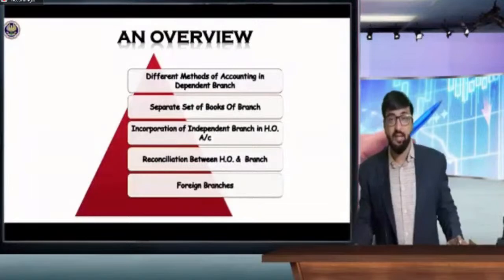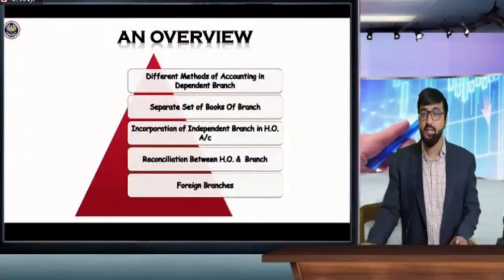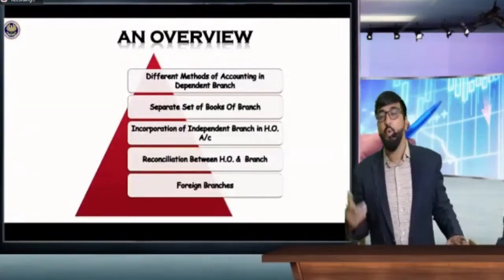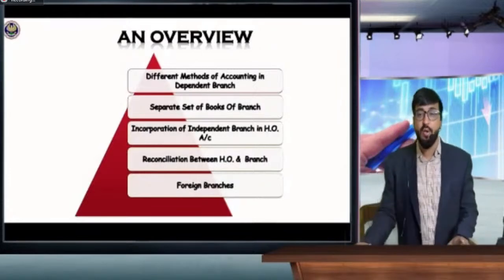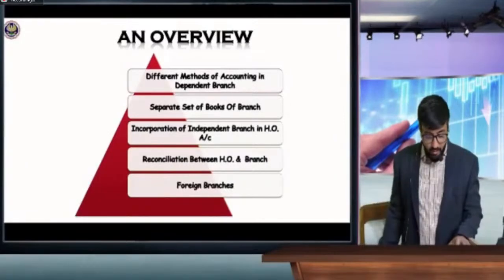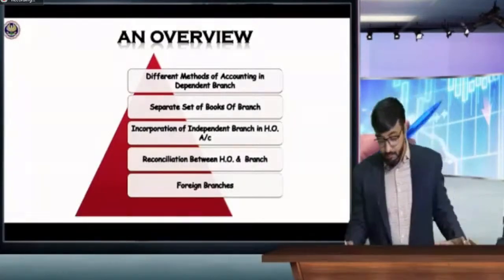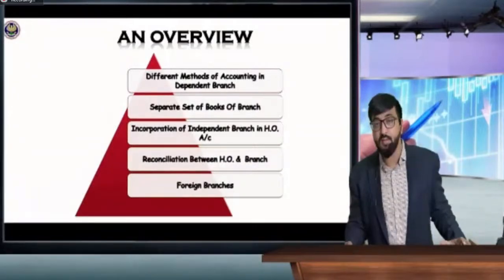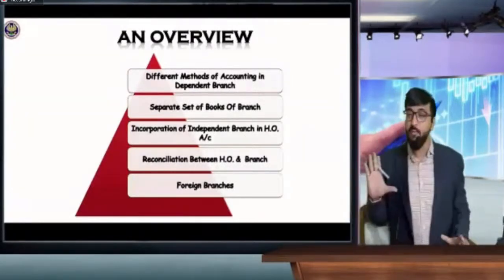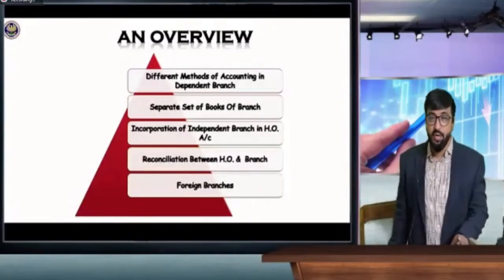Yes, the index is of 15 pages, and after that you have to write what we are going to cover in this chapter. So please tell me 'completed' after writing this overview. So quickly write this overview. Overview means 1, 2, 3, 4, 5, what we are going to check: different methods of accounting in dependent branch, separate set of books, incorporation of independent branch in head office books, reconciliation, which we are going to see in this chapter, and foreign branches. So 5 main concepts we are going to see in this chapter.